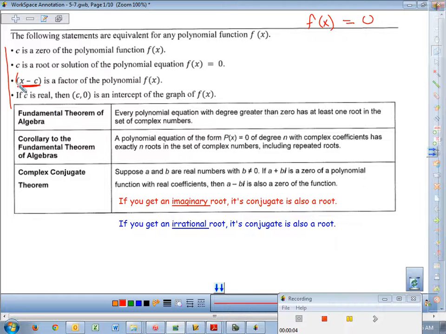But then when you go backwards, let's say you had a graph right here. Can you tell me what kind of degree this has, even or odd? That's got an odd degree. And let's say that there was a 0 at 1. Is that cool with you? Right there, there's a 0 at 1.